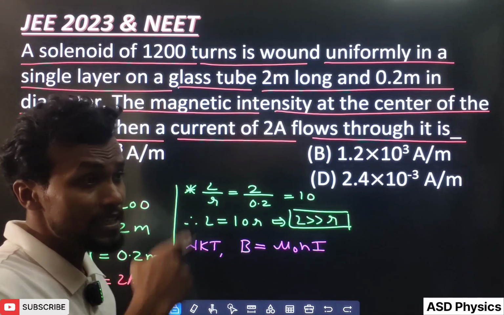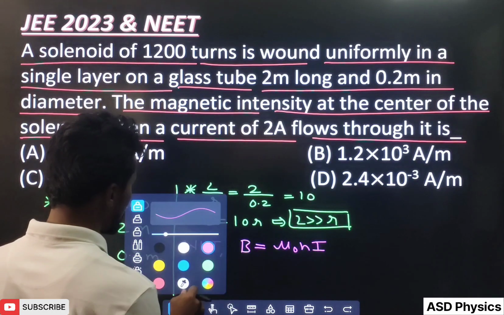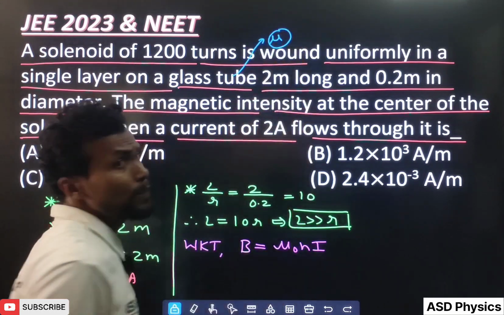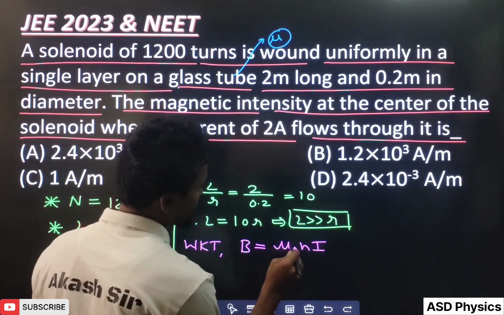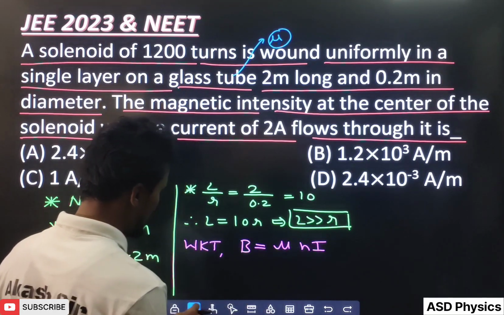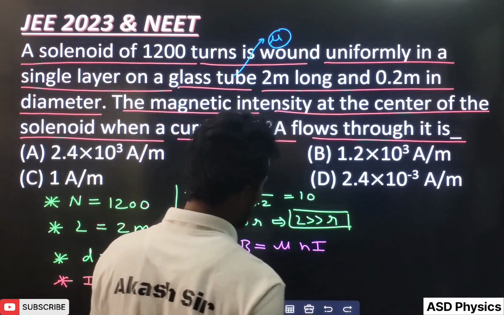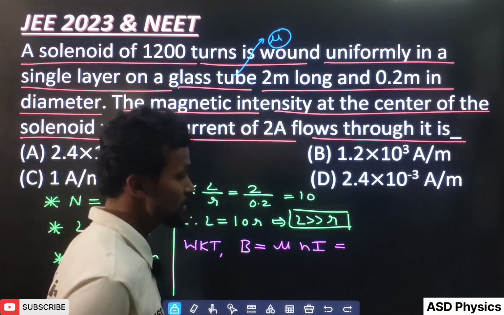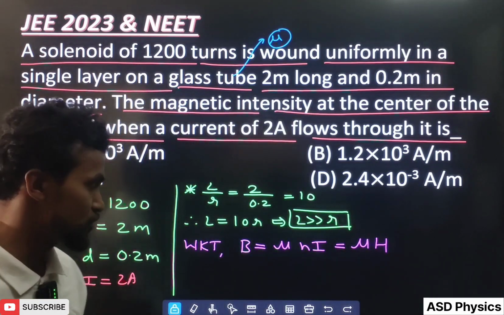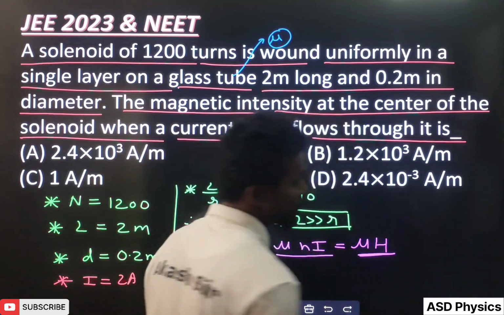For which situation? If an air core solenoid is there, but here what is this? This glass tube is there, and this glass tube is having some permeability. Okay, so instead of mu naught we will just use mu here, because glass is there, air is not there. And from the magnetism and matter chapter, this B equal to mu N i we can write as mu H also. This is for the solenoid formula and this is the general formula for the material.